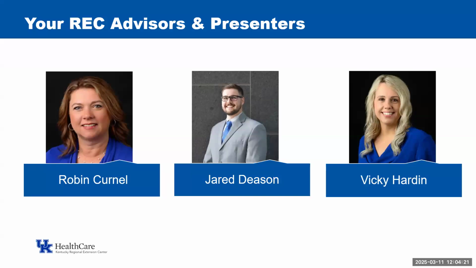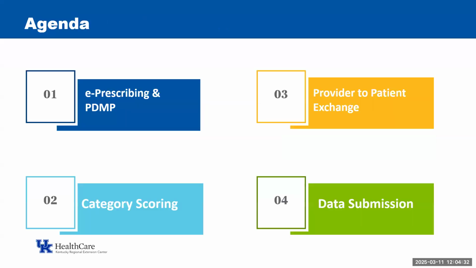As last month, and again this month, I have my colleagues Jerry Deason and Vicki Harden with us. And you all will get us one more month next month in April. So today's presentation is a continuation of last month's webinar. This is a three-part series devoted to the promoting interoperability category of the quality payment program. As mentioned earlier, if you didn't receive the link to our February presentation, reach out to your advisor and they'll be sure to send that on.